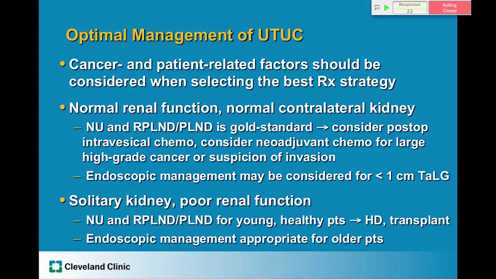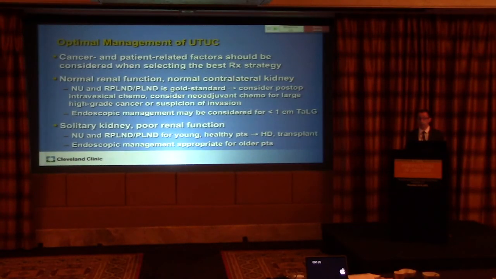In patients with solitary kidneys and poor renal function, a NephroU with pelvic or retroperitoneal lymph node dissection should be considered for young, healthy patients or in tumors that are not amenable to endoscopic management, because these patients do well or better on hemodialysis and are potentially candidates for transplant down the line. But endoscopic management should be considered for older patients with significant medical comorbidity.